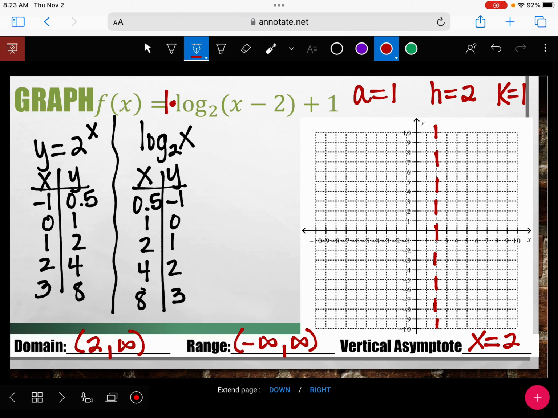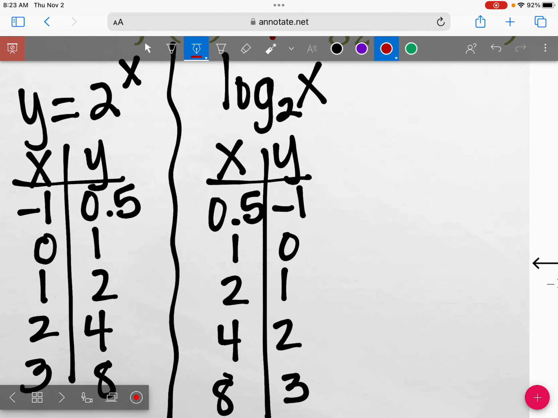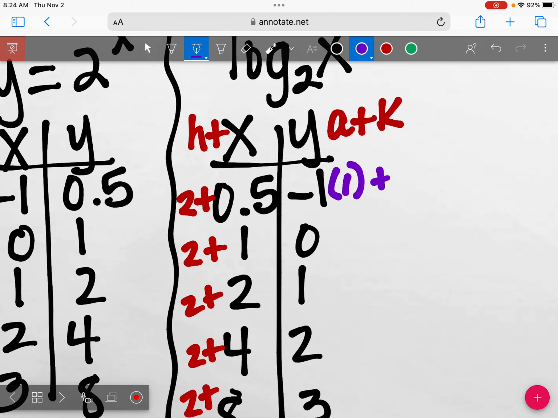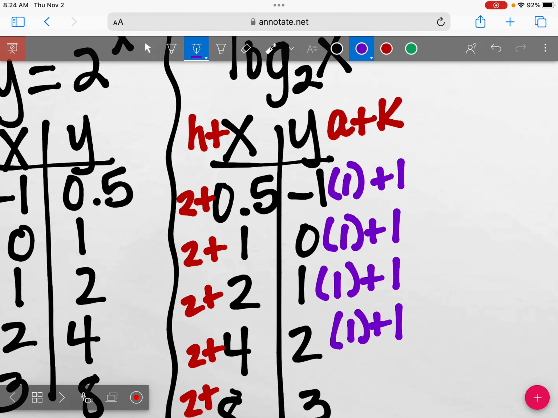All right, so now we're ready to apply our transformations. So I haven't graphed anything yet. I didn't graph the first two tables. So now we're getting ready to graph. So I'm going to add the h to x, multiply y times a, and add k. So h is 2, so I want you to add 2. And then multiply your y values times a and add k. So you're multiplying by 1 and adding 1. And now that third table is the table that you will graph.